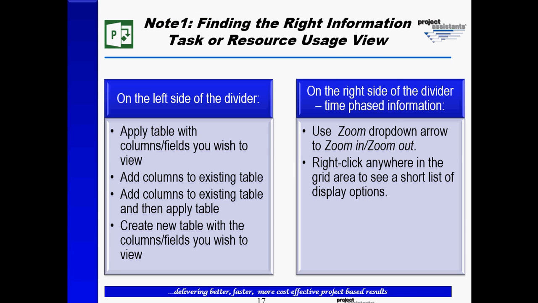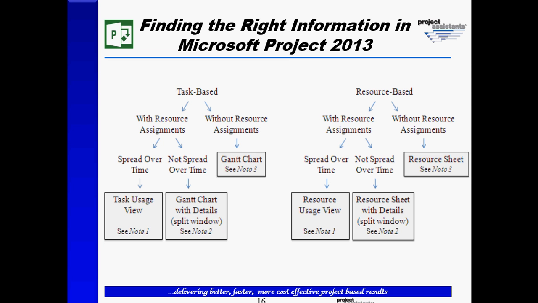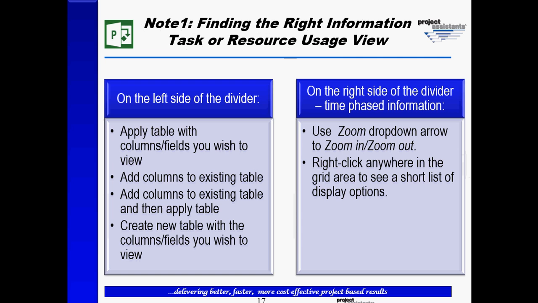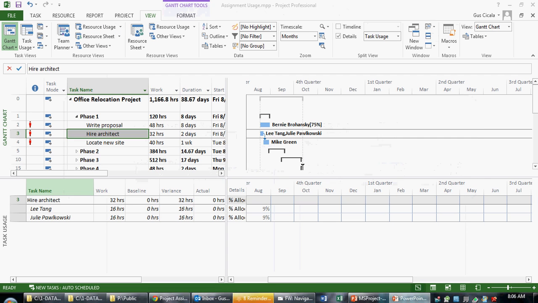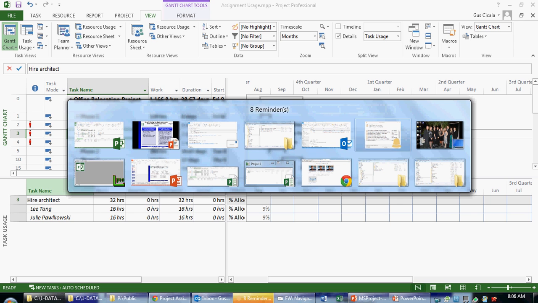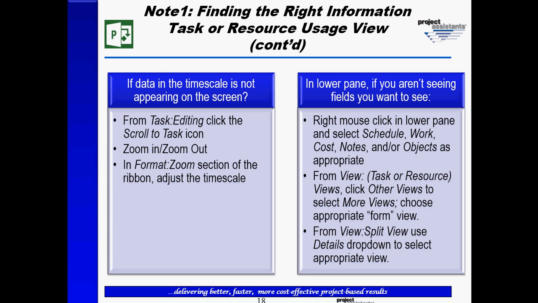Again, what we did was we started with task-based information with assignments spread over time, and we went to the task usage view. When we got to the task usage view, we found sometimes the columns on the left aren't showing us what we want to see. We found that sometimes the time scales and the fields showing on the right are not correct. So these are all the notes that we need to be able to navigate through this pane. In our next series, we'll start looking at resource-based information.